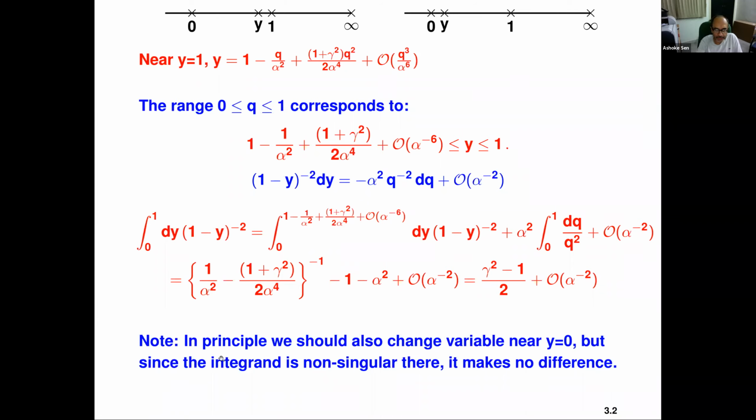Now we should just note that in principle, we should also change variable near y equal to 0, because we have to cut out the region near y equal to 0 as well as near y equal to 1. But this part of the integral, because it's perfectly non-singular near y equal to 0, it really makes no difference whether you change variable from y to q near y equal to 0 or not. Of course, for the other integral, dy y to the minus 2, you have to make the corresponding change of variables near y equal to 0.